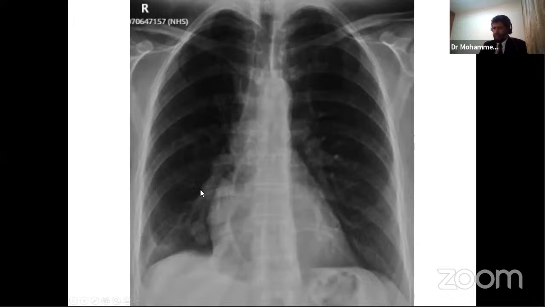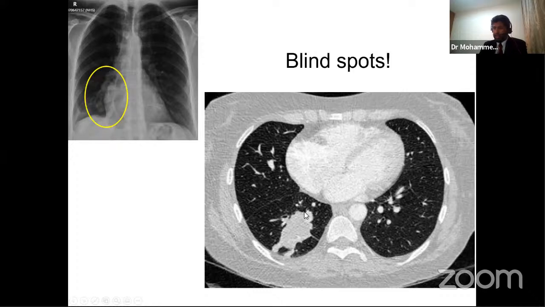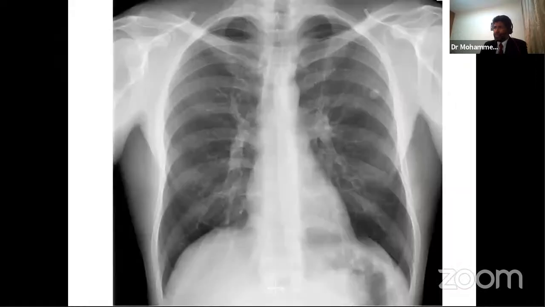And closely looking at this chest X-ray, we can see some abnormal lesion here sitting along the right heart border within the lung. And this turned out to be, again, a cancerous lesion or a malignant lesion. And it's important to realize that these are the blind spots that we have on the chest X-ray. Anything sitting behind or in front of the cardiac shadow is easy to get missed or less likely to be noticed.